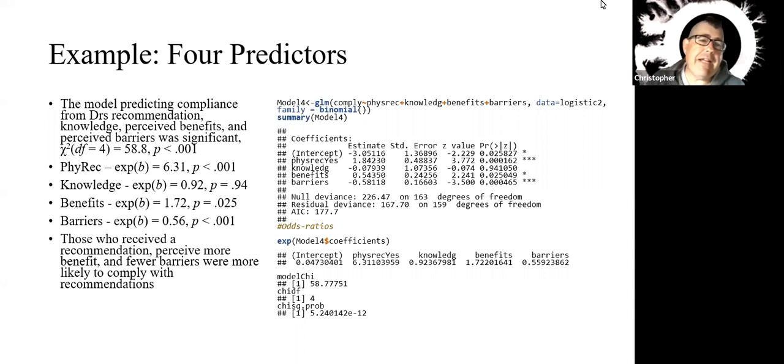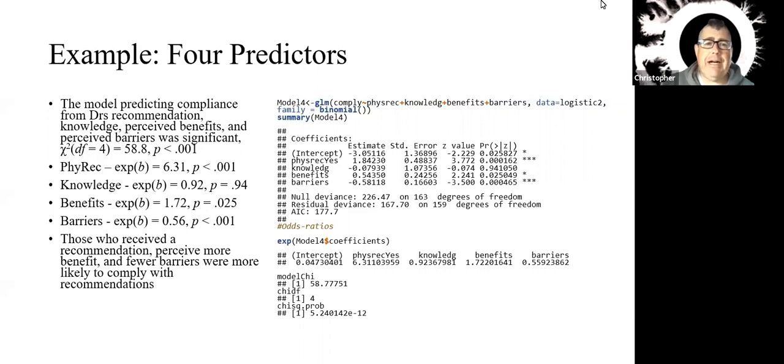So physician's recommendation was significant. We can see that it's got an odds ratio of 6.31. That means, holding all of these other variables steady, if you have a physician's recommendation, you have 6.3 times higher odds to comply with recommendations. Knowledge is non-significant here. We can see that the odds there are hovering right around 1. Odds around 1 would mean that knowledge doesn't make any difference.